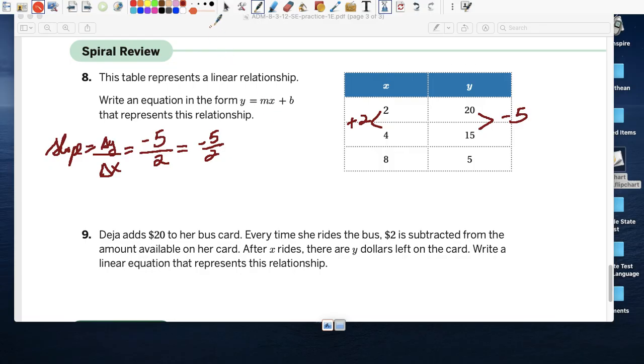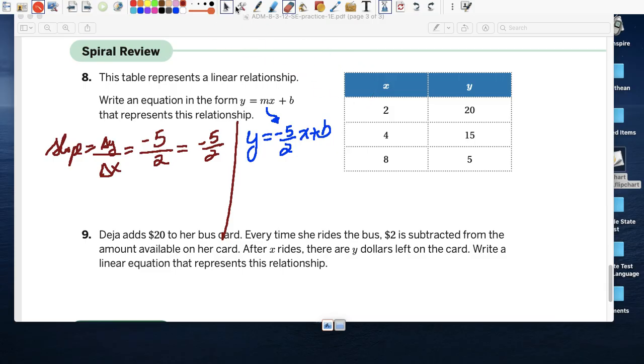So if you go to your equation, we got y equals mx plus b. We can replace the m with -5/2 x, but we still need the b. How do we find b? Well, now the second part of this is for you to pick an ordered pair. Pick 2 and 20, 4 and 15, 8 and 5. I hope you picked the easiest one. And actually there's no easiest one. Let's just pick this one. So let's replace x and y with 2 and 20, and then solve for b.